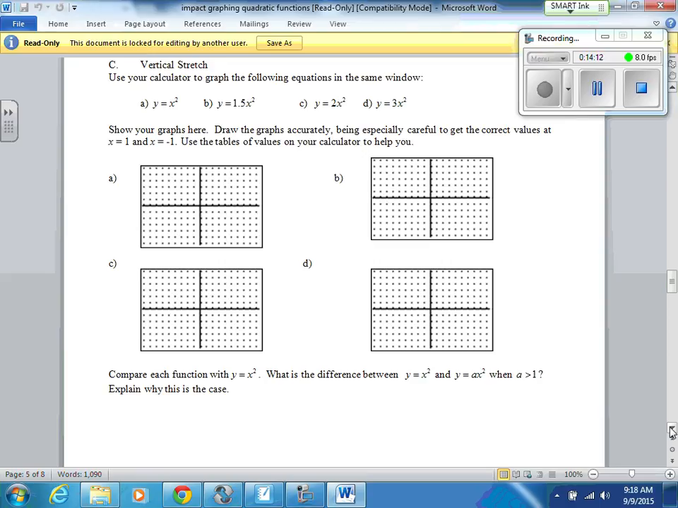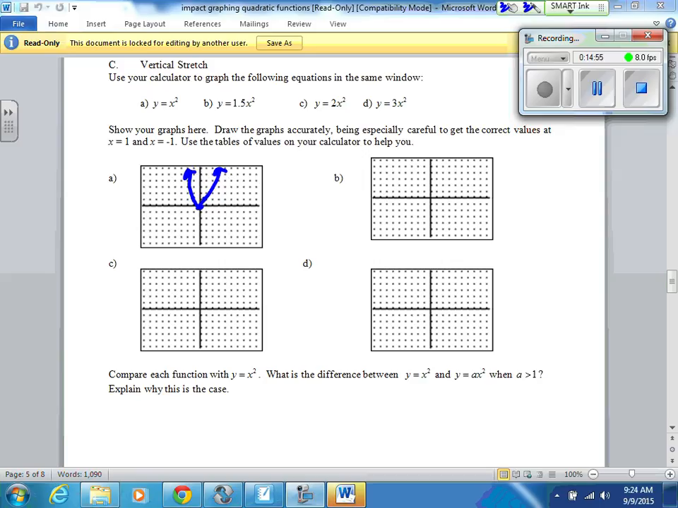And then compare each one to the graph of y equals x squared. Get those graphs. I'll give you a couple minutes to do that because you have 4 graphs. Okay, A is the parent function, right? So it's going to look like all the others that we graphed. What happens with B? Y equals 1.5x squared. What happens with that? When I square x and then multiply by 1.5, what happens?